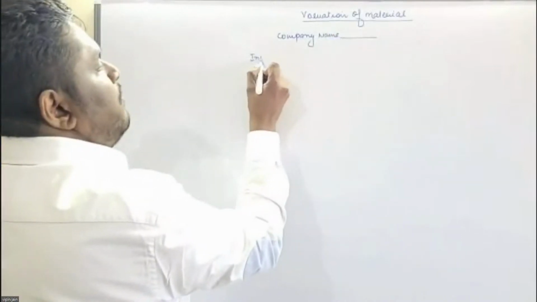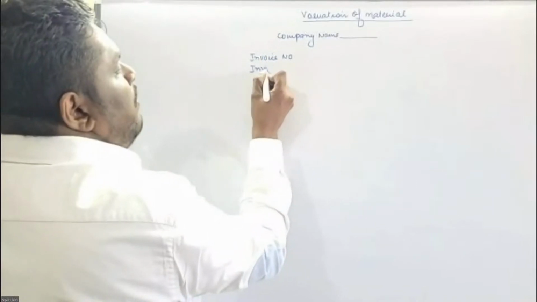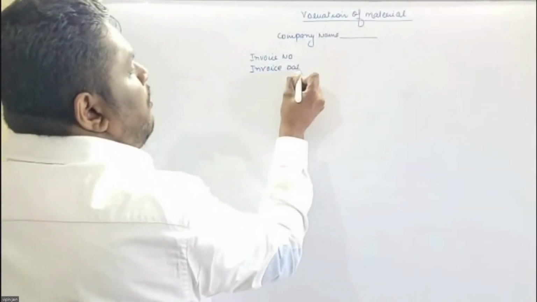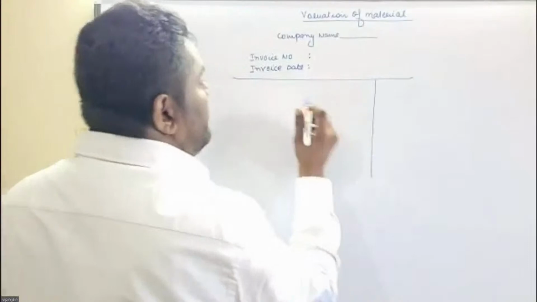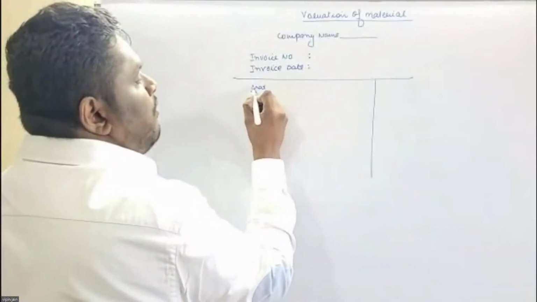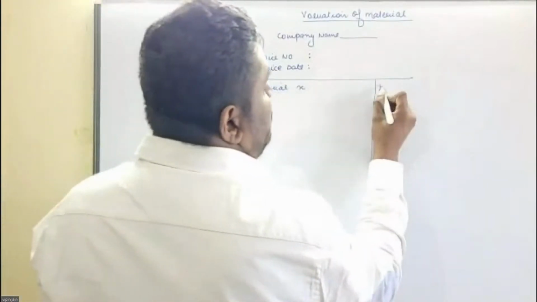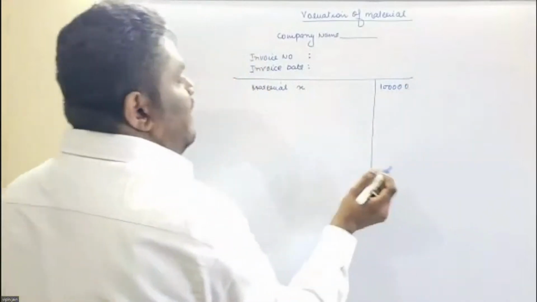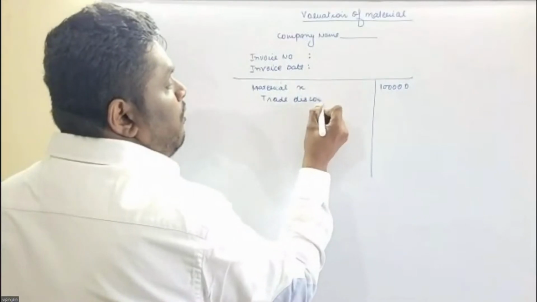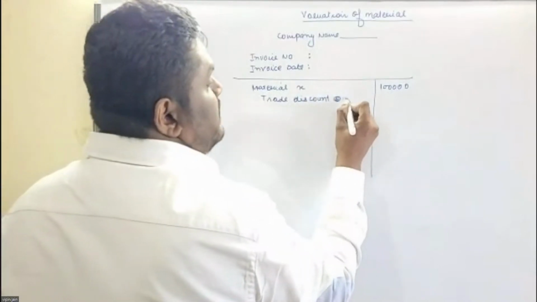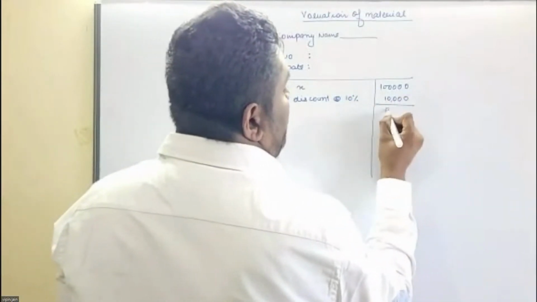Company name, invoice number, invoice date. Material X, 1 lakh. Trade discount at the rate of 10%, so 10,000, leaving 90,000.